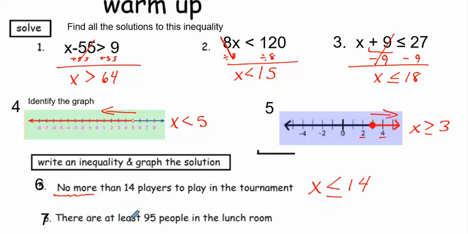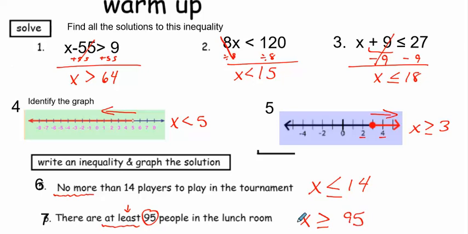There are at least 95 people in the lunchroom. So write your variable, write your number. Then you find your keywords, at least. So at least, be very careful. That word least makes you think it's small, but that means that is the smallest number it could be. That's the smallest number it could be, but it can be greater. Okay, so it could be greater than 95, or it could be exactly 95.